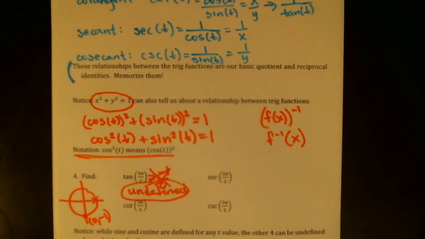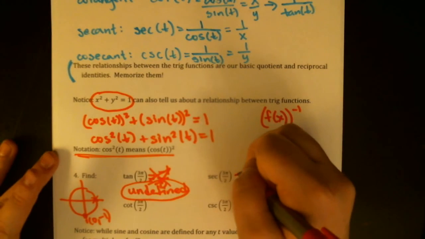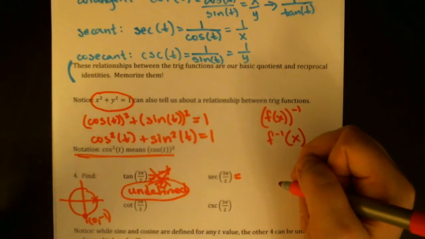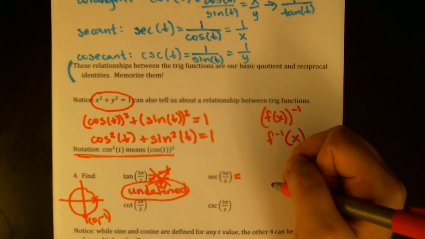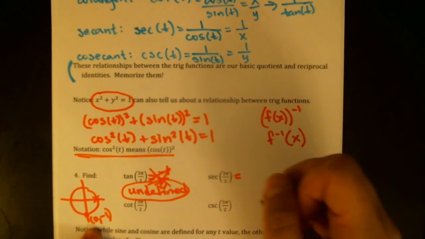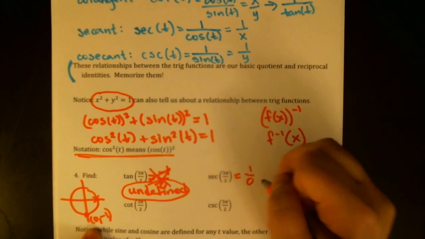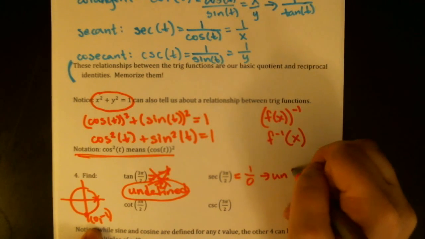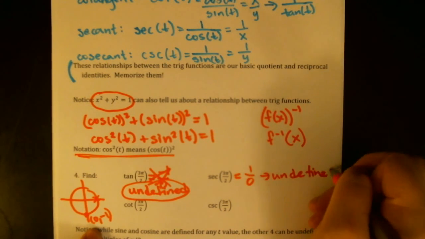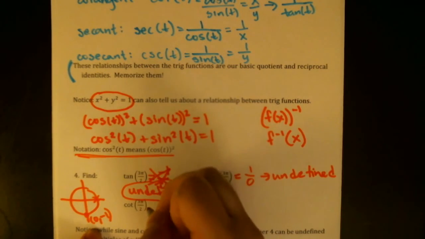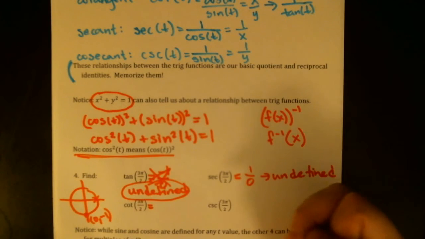If we go for secant, secant is 1 over cosine. Again, you just have to memorize those as quickly as possible. So 1 over cosine, the value of cosine was 0. So we have now 1 over 0, which means, again, this function is undefined. Okay, so not very exciting so far. We're getting lots of undefines. Let's see what cotangent does for us.